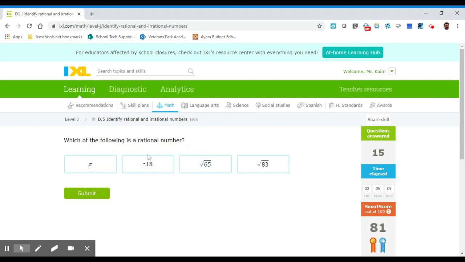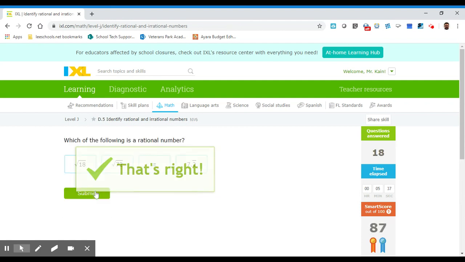Okay, which of the following is rational? Well, that's irrational because that's pi. This is rational. These are non-perfect squares, which makes them irrational. Okay. Which of the following is irrational? This is irrational because it's pi. Okay. Which of the following is rational? Whole numbers are definitely rational. All of these are imperfect squares, and that is pi, making them irrational.